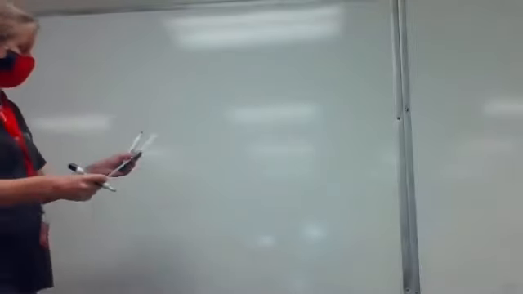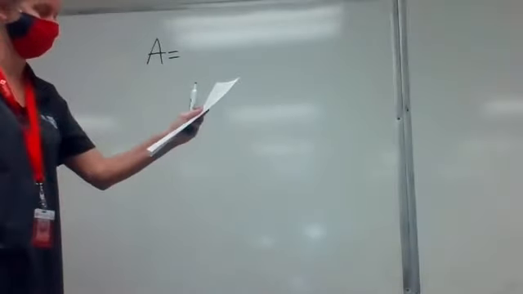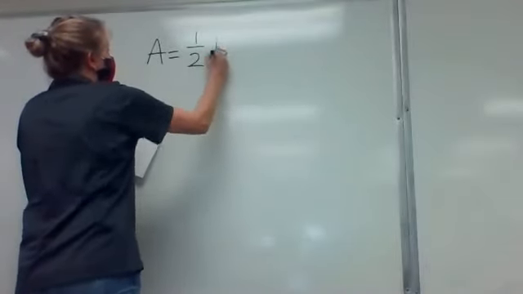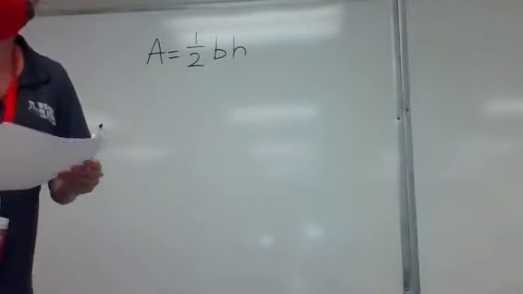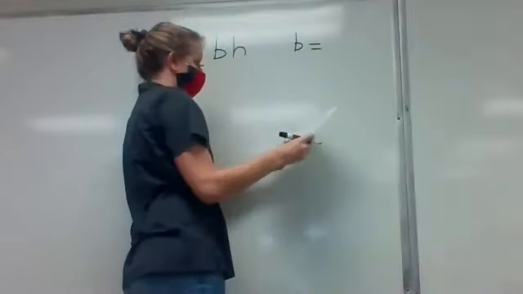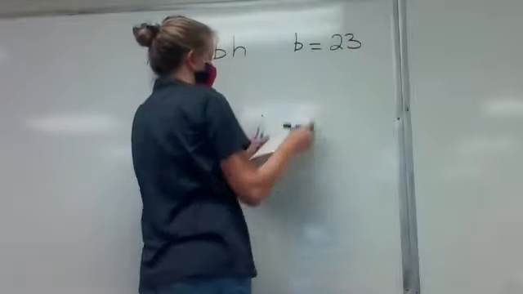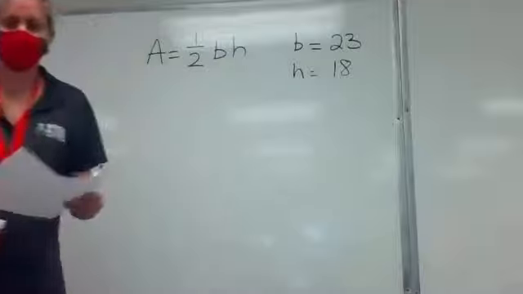All right, it says use the formula to find the values given. So let's see, this time it gives me a formula for area. It's actually area of a triangle, but it doesn't even tell you that. A equals 1/2 base times height. And it wants to know what the area is, and it tells you that the b is 23 and the h is 18.